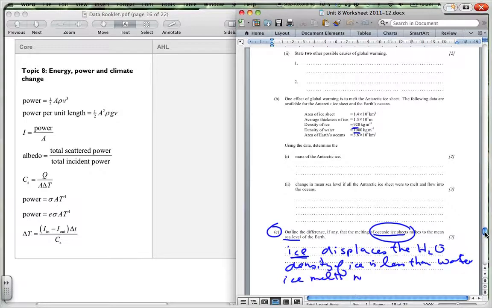and therefore when that ice melts, it will have a minimal effect on the level of the sea levels, or no effect.